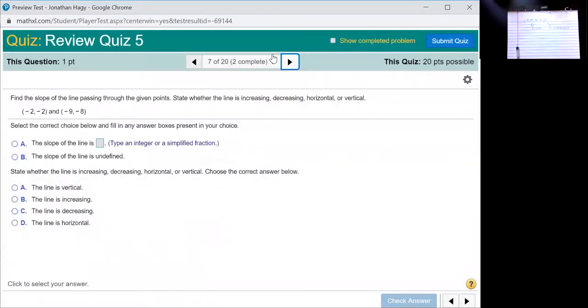Let me go back. Yeah, well, this is the same problem. This is very common. Find the slope of the line passing through the given points. State whether it's increasing, decreasing, horizontal, or vertical. So we have these 2 points here. We have an easy formula to use here. We just have to be really careful with the negatives. Negative 2 comma negative 2 and negative 9 comma negative 8. Let's look at that.